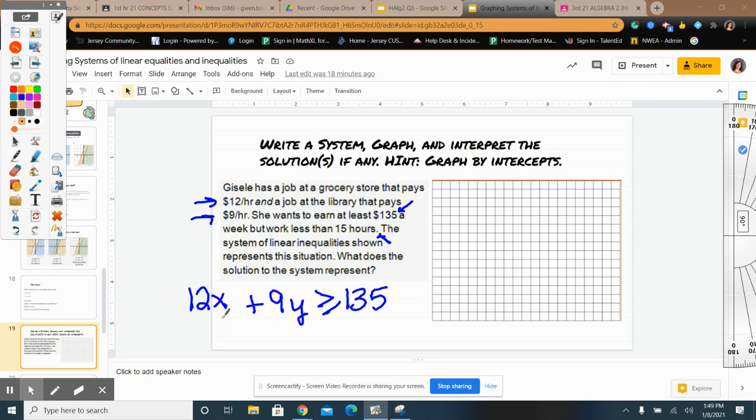But X is how long she works at the store, and Y is how long she works at the library. She wants that to be less than or equal to 15. Nope, just less than total.